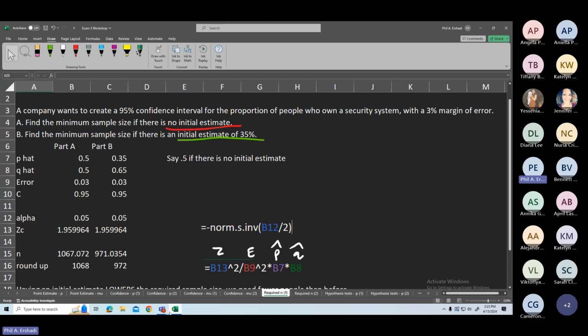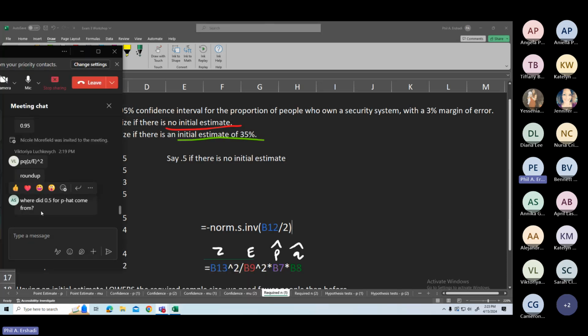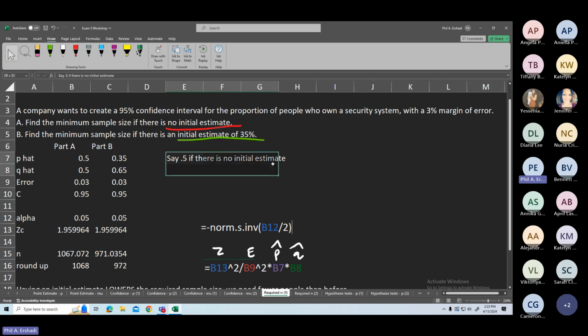All right. Oh, got something in the chat here. Where did 0.5 for the p-hat come from? So the rule is for part A, we had no initial estimate. So if we don't have an initial estimate, we use a default value of 0.5. But if they do give us an initial estimate, we just use the initial estimate they give us and put that in the p-hat box.